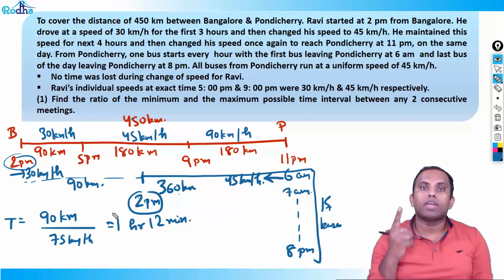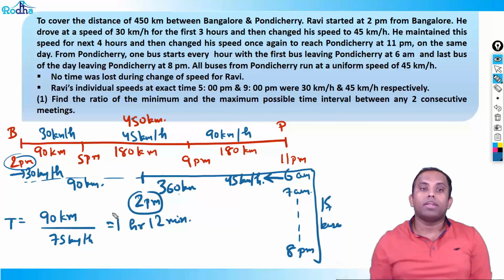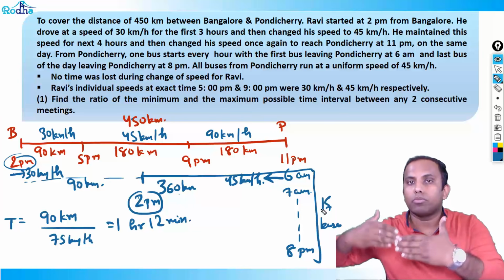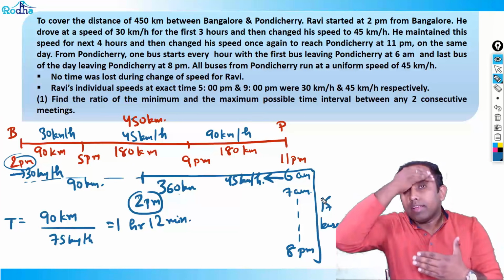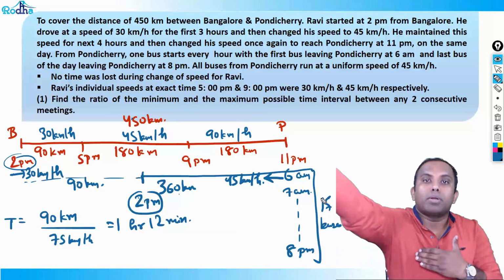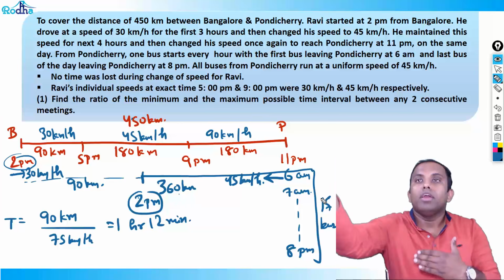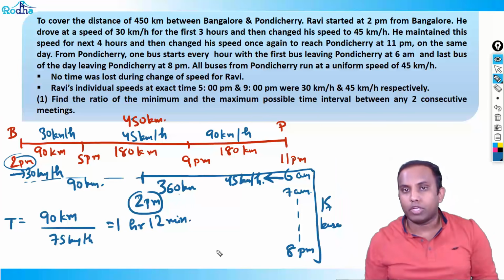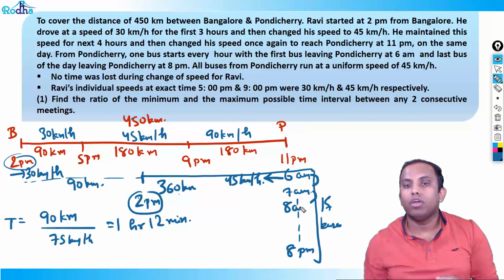Just the last thing you need to calculate is the next time interval, right? So now just this very small concept: when the first bus crossed me, the second bus is again at a distance of 45 kilometers from my car. Because each bus is coming towards me from Pondicherry at a gap of 1 hour, at 6 a.m., 7 a.m., 8 a.m., at the gap of 1 hour.